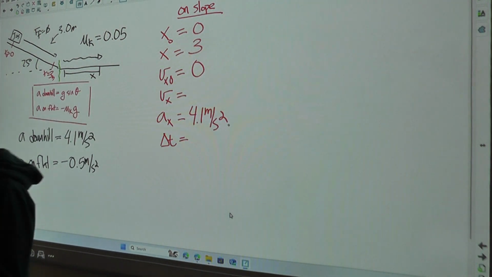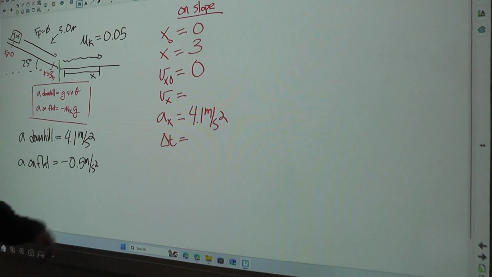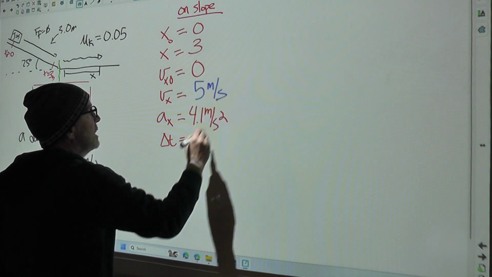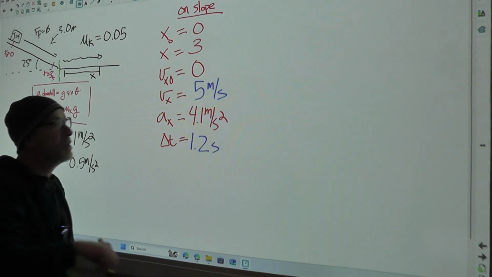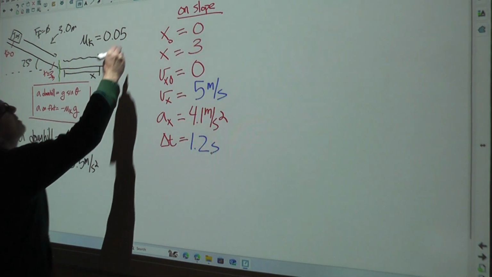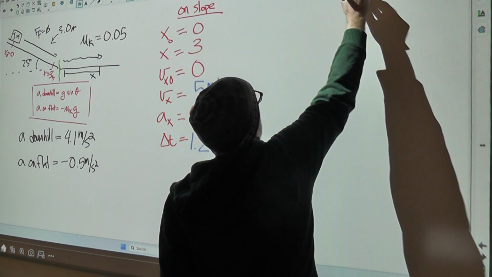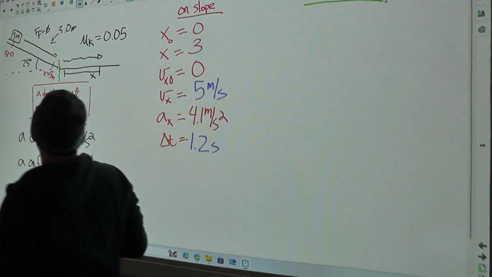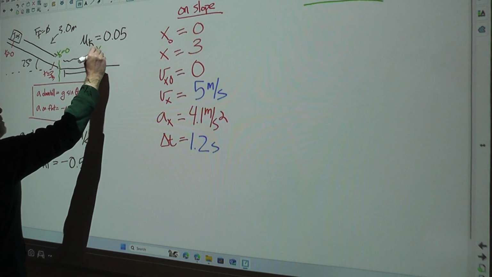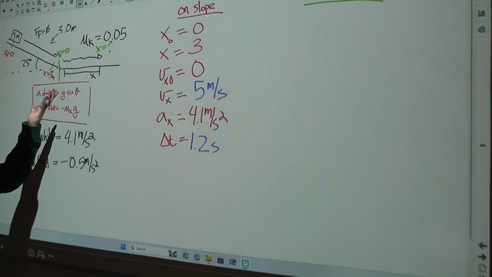Now, I happen to know this is the right way to approach the problem. You might not, but you could have found the time too. So we know his final velocity is 5 meters per second. The time is 1.2 seconds. Now let's look at what happens on the flat. We have a different frame of reference here. Let's call this starting position 0. Our final position, we don't know. In fact, that's what we're trying to find, how far he goes, right?